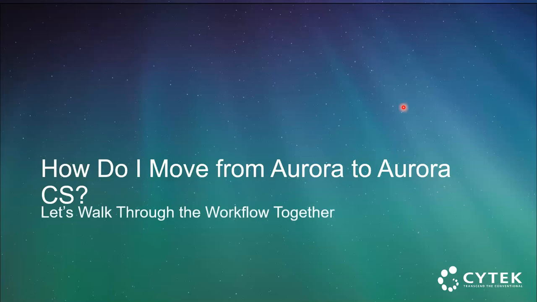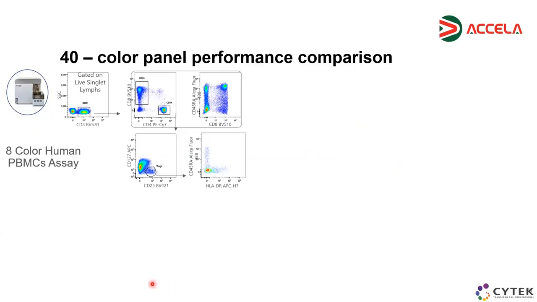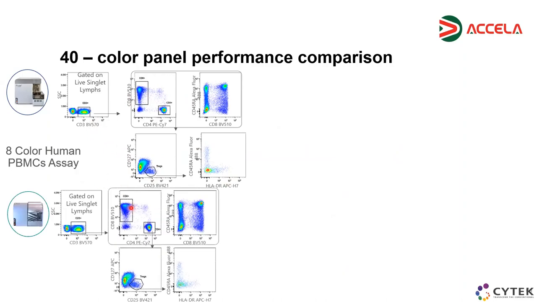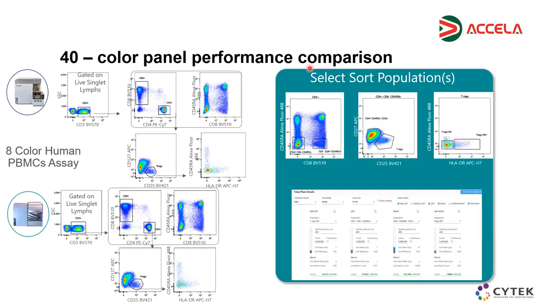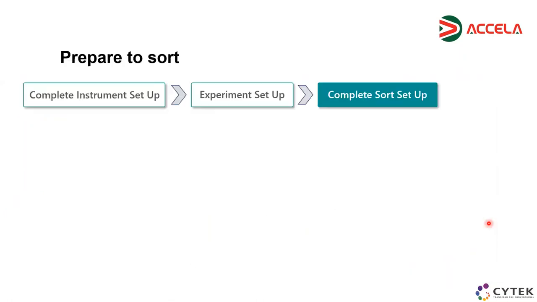Which are the steps to move from Aurora to the cell sorter? Here you can see an example of 8 color human PBMCs on the Aurora. Gate on lymphocytes, markers of interest, and then basically do exactly the same on your cell sorter. The difference is that we are able to do something which is available now using the sort control module. So select the sort population that you are interested in, select the parameters, whether we have 6 ways of sorting, depending on whether you want purity, enrichment, 1 way, 2 ways, you want to sort in plate, in tube. So we have quite nice flexibility, as I already mentioned.